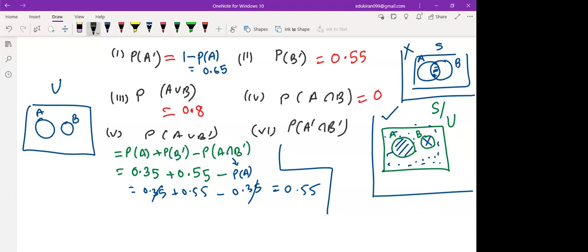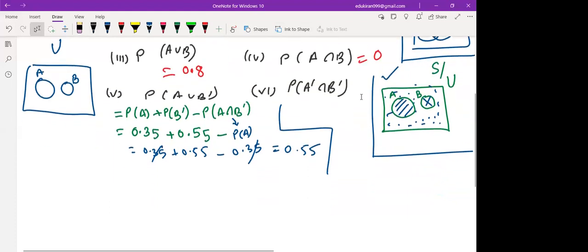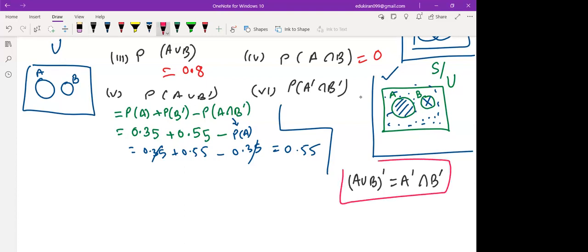There is a De Morgan's law that we have studied in sets. Do you remember that (A union B) complement is equal to A complement intersection B complement? So this is called De Morgan's law, and we study this in sets. It is a very important law. You have to remember it. So (A union B) complement is A complement intersection B complement.